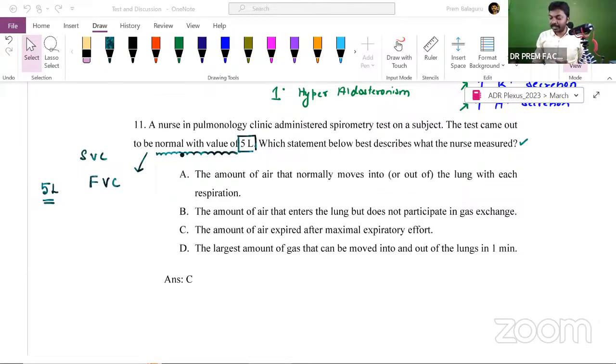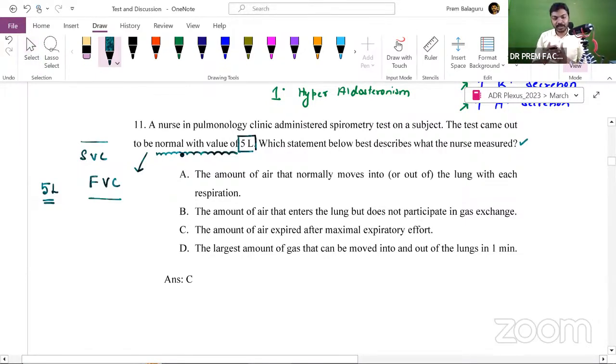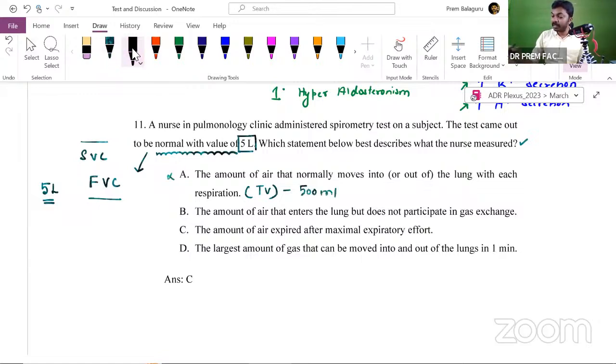So it's vital capacity. And when it comes to vital capacity, which answer fits appropriately? Option A, amount of air that normally moves in and out with each respiration. This is nothing but tidal volume, and the volume is going to be 500 ml. So this is not the right answer. Option B, amount of air that enters the lung but does not participate in gas exchange. This represents dead space, and dead space volume is going to be 150 ml. Option B is ruled out.